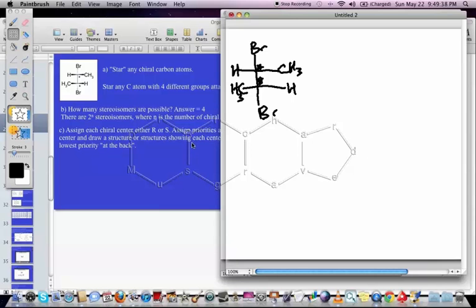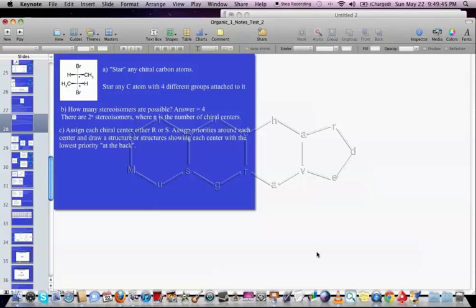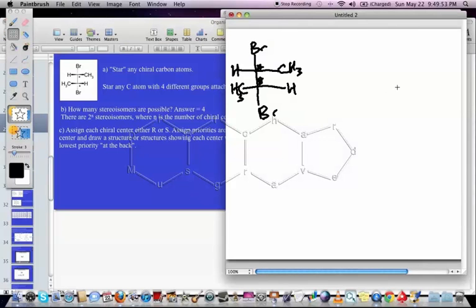Alright, so the next thing we need to do is assign each chiral center either R or S. And we need to draw the structure with the lowest priority group at the back. Well, presently, you need to understand that the back is going to be here and here for each chiral center. It's going to be this position and this position, because that's the position that's pointing backwards.